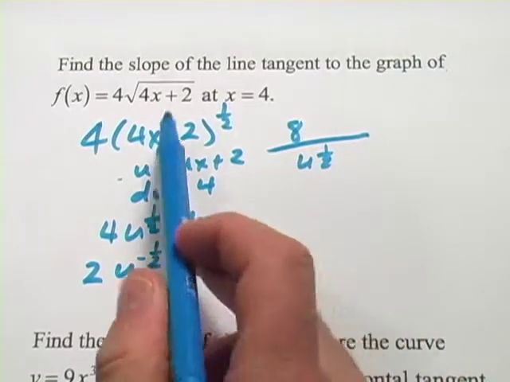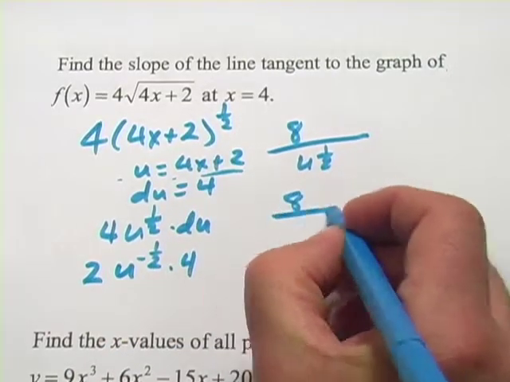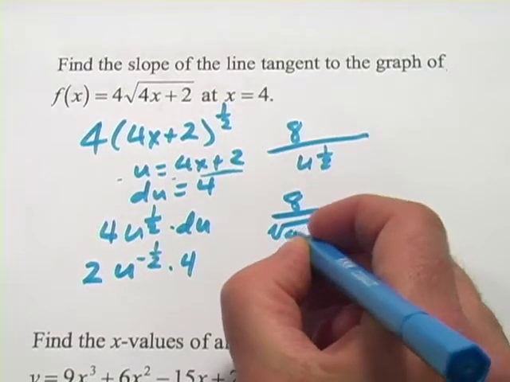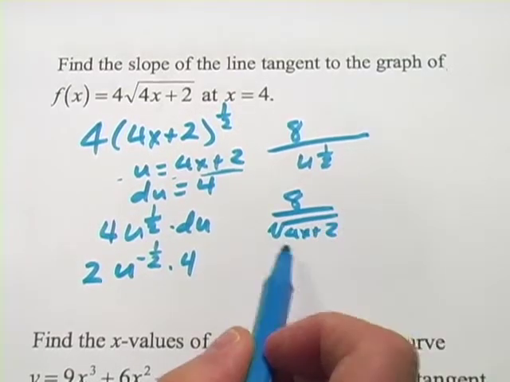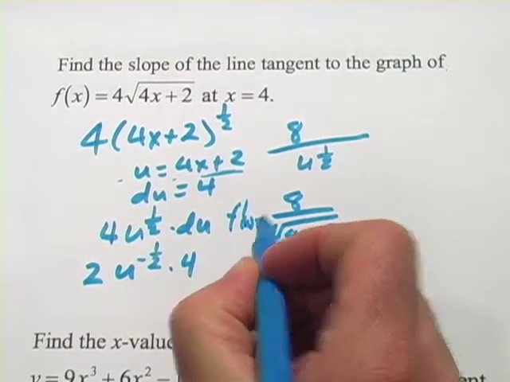And now we can go ahead and plug back in our u value. u is 4x plus 2, so this really comes out to be 8 over the square root of 4x plus 2. So that's our derivative. This is f prime of x.